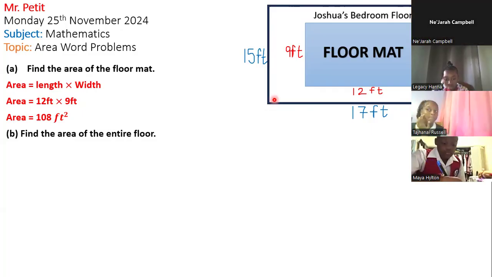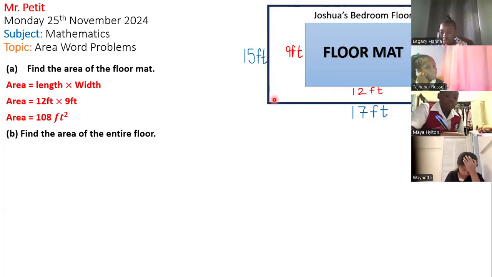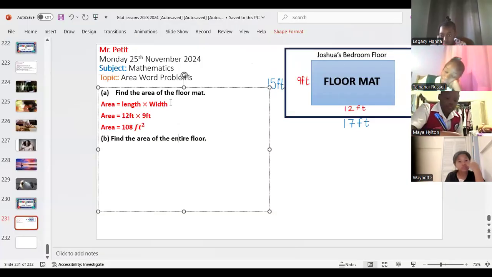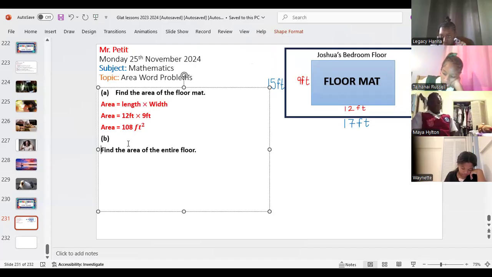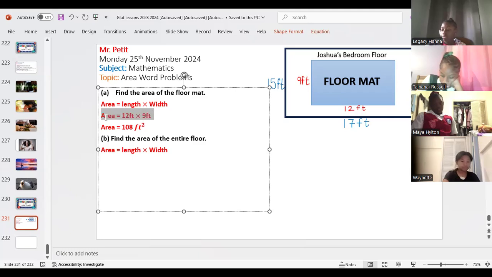So the formula for the area of a rectangle is length times width. And so we're going to use that for this one. Area is going to be length times width. What is the length? What is the width in this case?